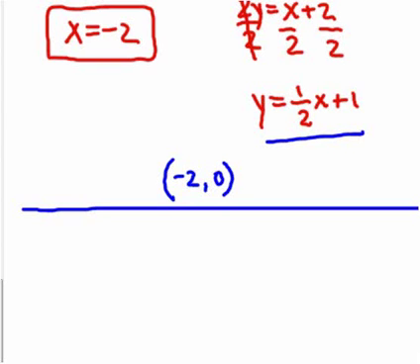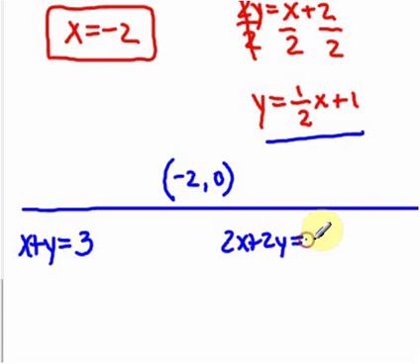This is example 2 on page, well, I don't know what page it is in your book. x plus y equals 3 and 2x plus 2y equals negative 4. So what you want to do is solve each of them for y so that we can graph them. I'm going to subtract x from both sides.